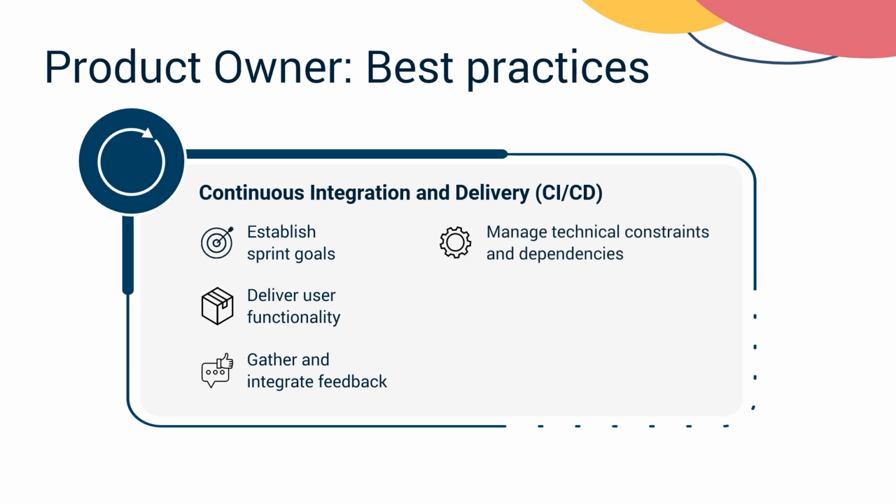When managing technical constraints and dependencies, you maintain open communication that values the DevOps team's input. The Scrum Master helps you leverage Agile processes to achieve these goals.